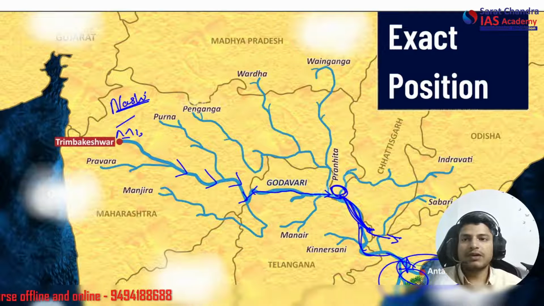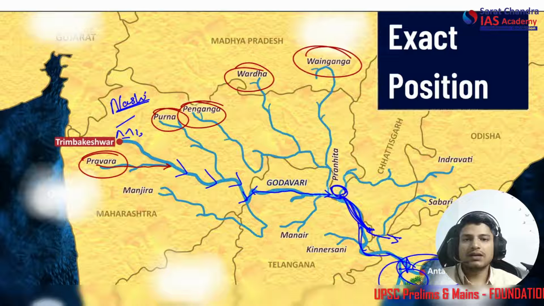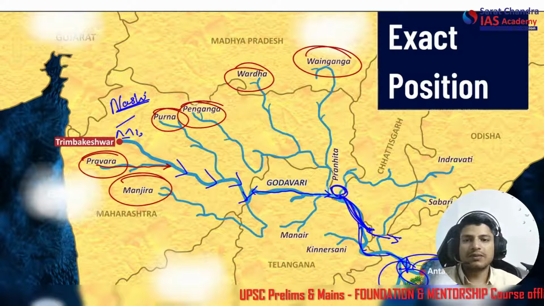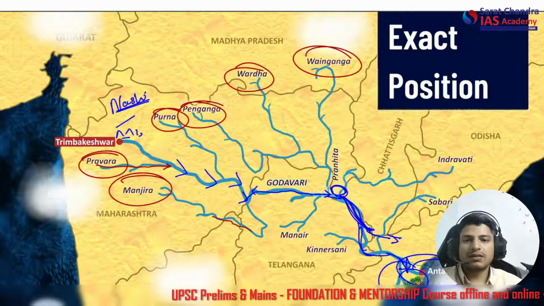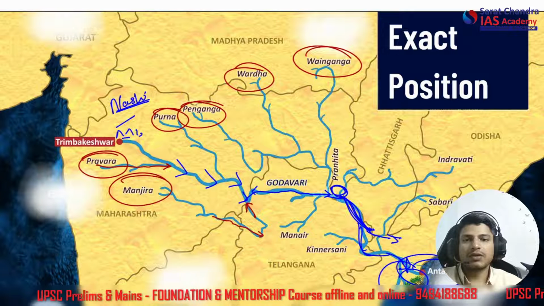There are multiple tributaries you can see. The Pravara is the longest tributary of the Godavari, and very important. It comes from here directly. Then there is the Purna, Panganga, Wardha, Wainganga. Multiple tributaries are there; these are the most important ones. There is Manjira, which is very important here. It makes a Triveni Sangam from this point.